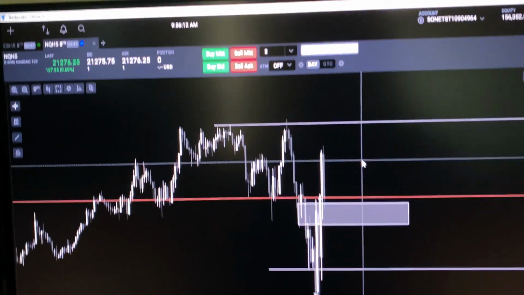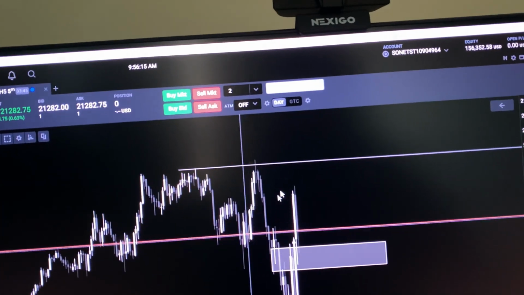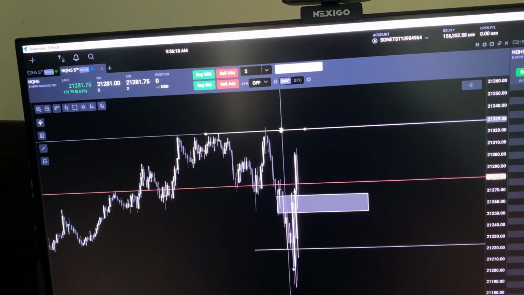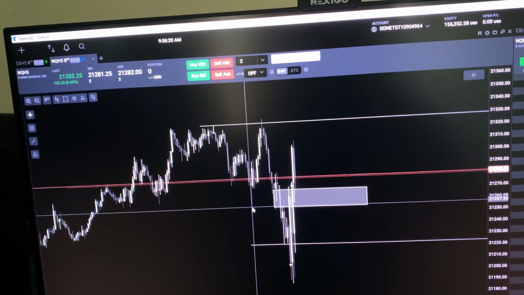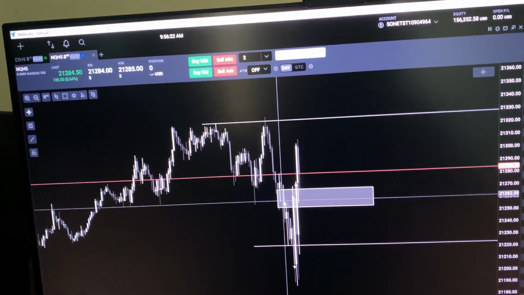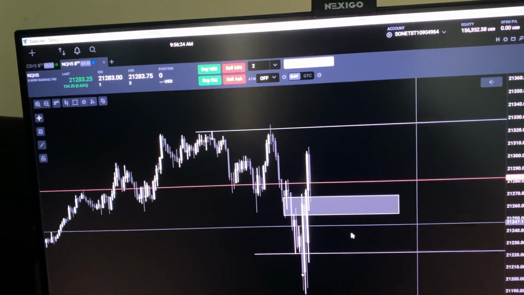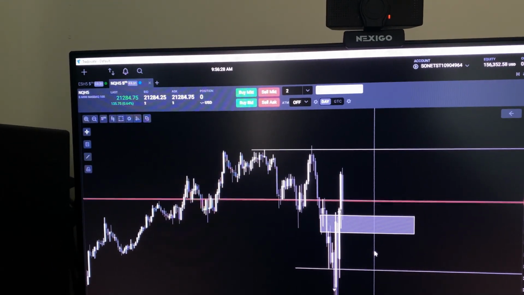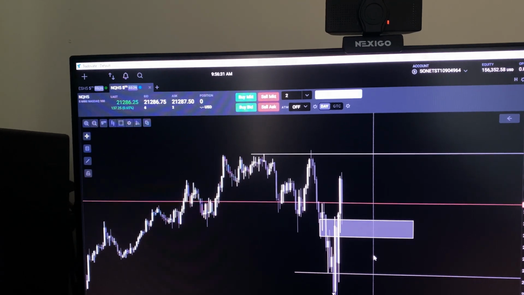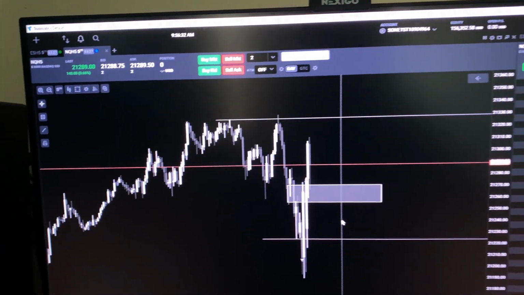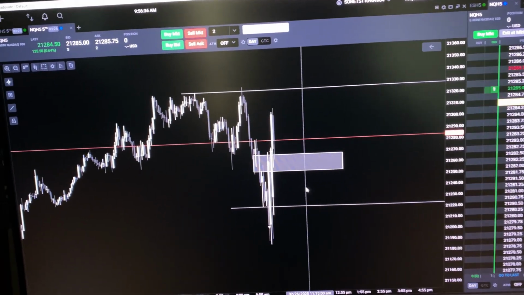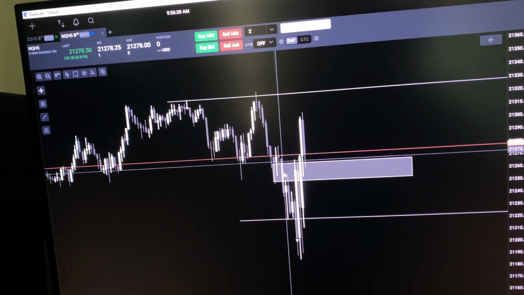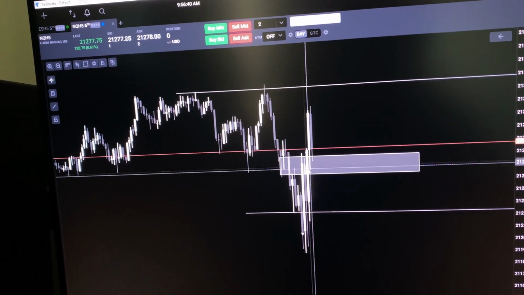I saw that we actually got this breaker structure right here. So we got this sweep on liquidity, then we got this breaker structure right here, right? That kind of told me, okay, we could potentially continue our movement to the downside, right? So I decided to take the trade from that. And I saw that there was this 5 minute fair value gap that was met.